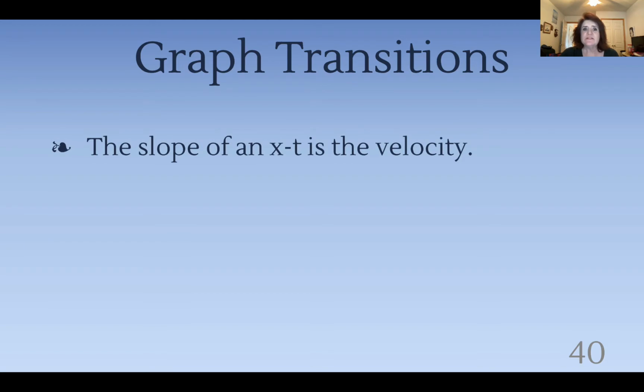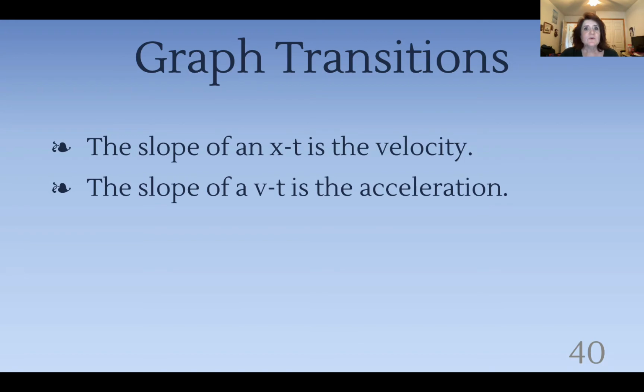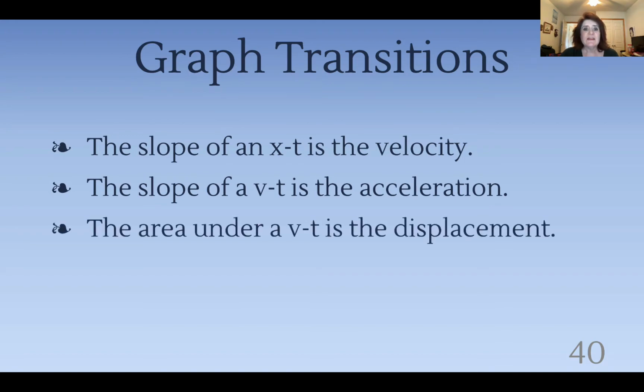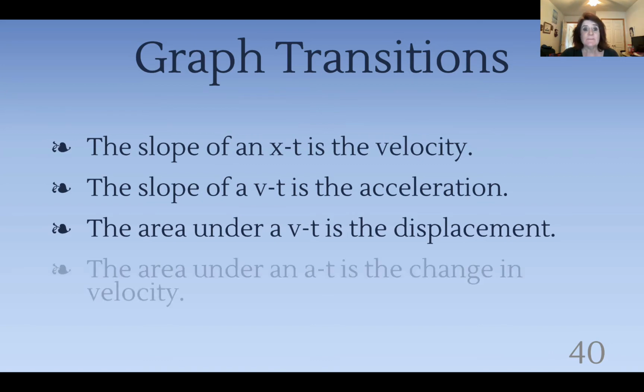Graph translations. The slope of an xt graph is equal to the velocity. The slope of a VT graph is equal to the acceleration, and the area under a VT graph is the displacement. The area under an AT graph is the change in velocity.